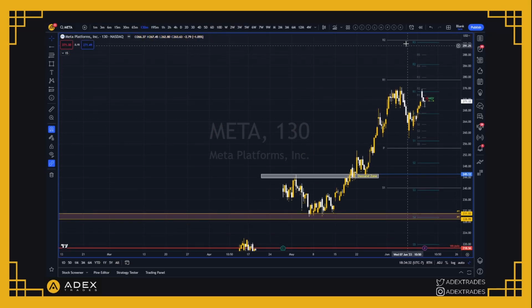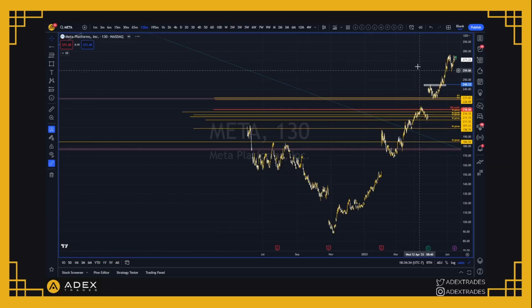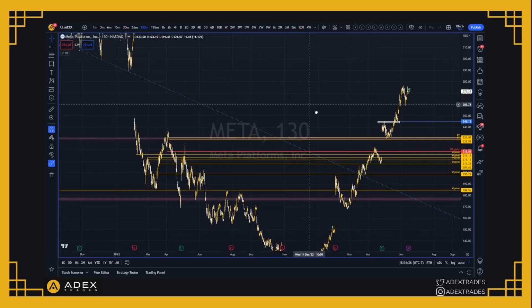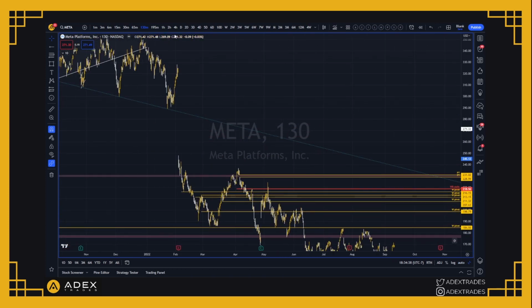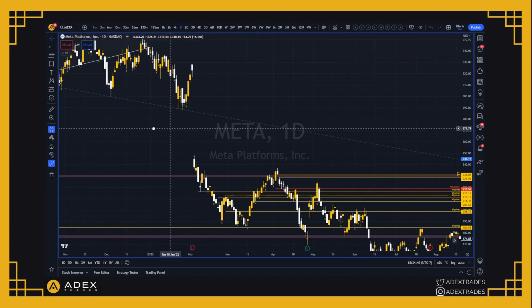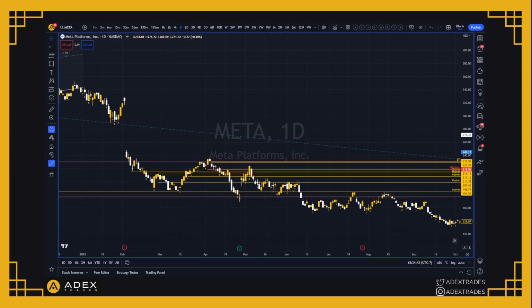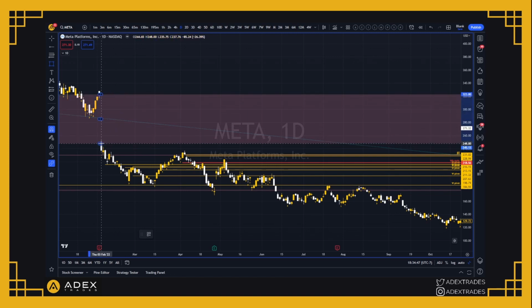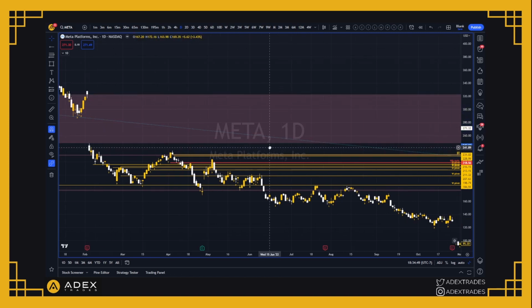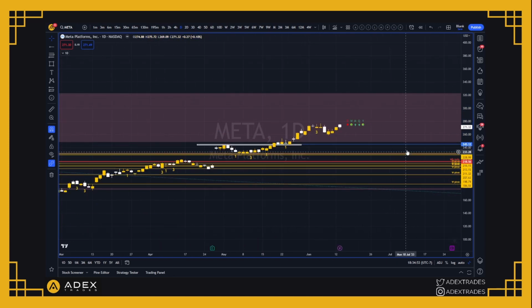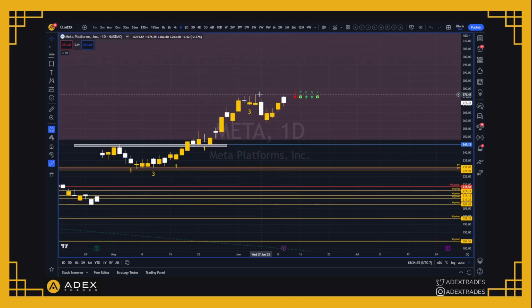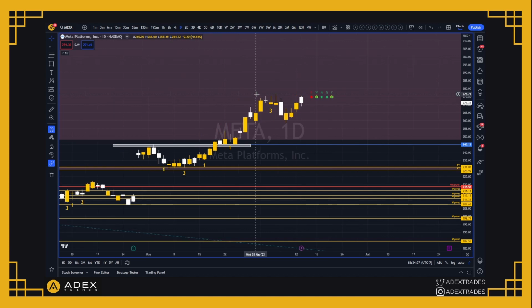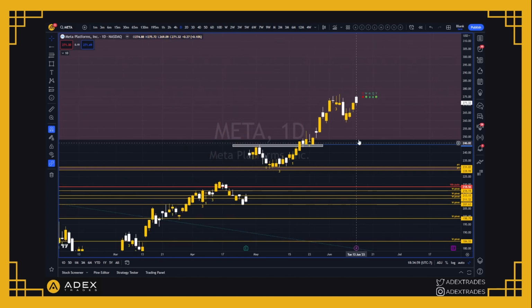Actually, Meta is a great example right now. Meta is in the gap, right? Let me go to the daily. Like I said, this is just personal preference, but you see how Meta has this large gap all the way to $323. Meta hit a high of 275, 276, and then it TTO'd.